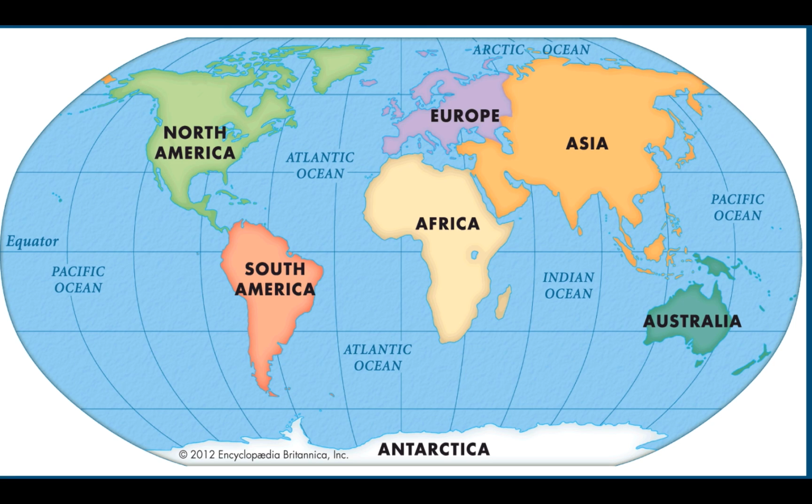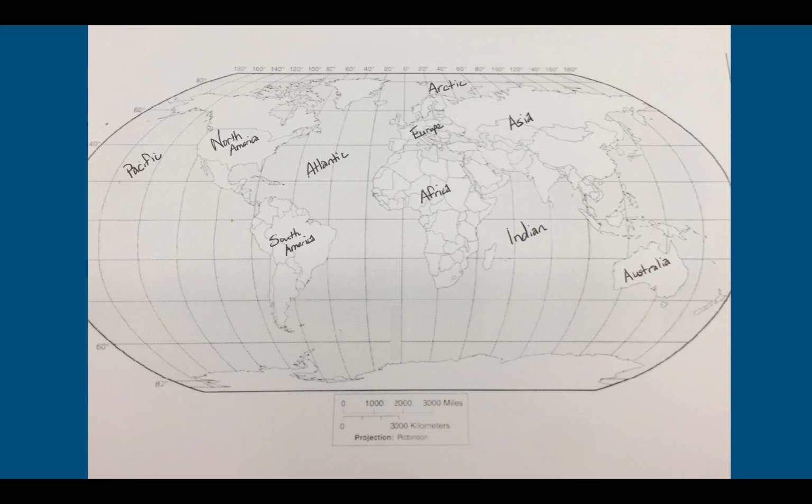And then the reason there's 2 Atlantic Oceans is for you guys to understand that there's a North Atlantic, there's a South Atlantic, which means it's above or below the equator. And same goes for the Pacific, the North Pacific and the South Pacific. So in front of you, your map should be labeled and it should look something like this.